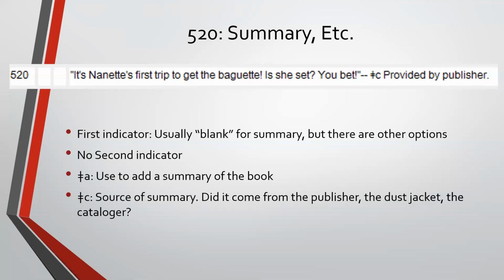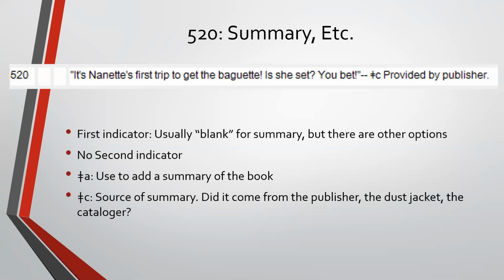This particular one is from Mo Williams' children's book that my wife's fond of. So we have the title, and then we have subfield C provided by publisher. You could also use subfield C Amazon.com. A lot of times you can draw that from Amazon, or it came from the publisher, or it came from a dust jacket.